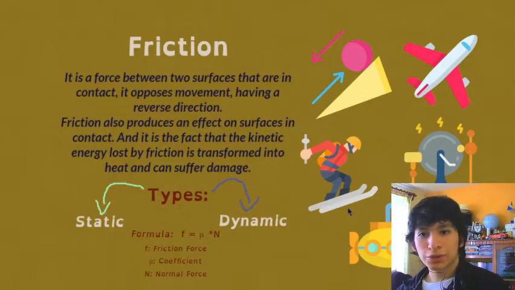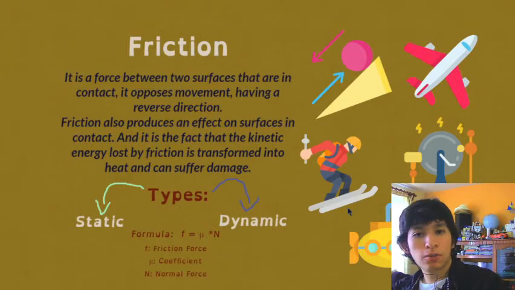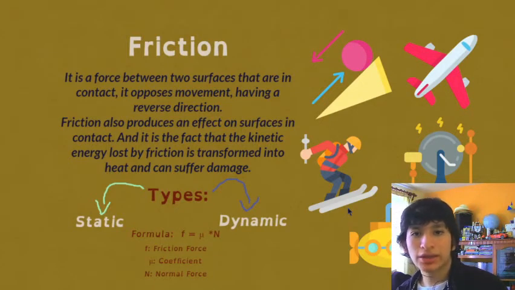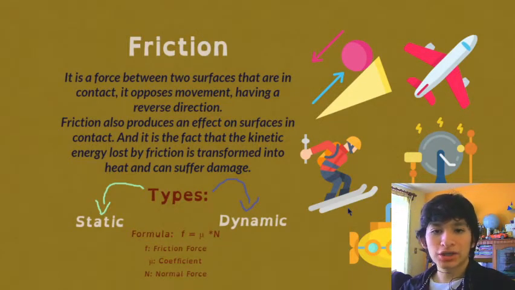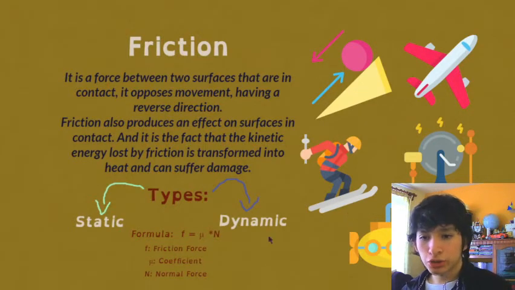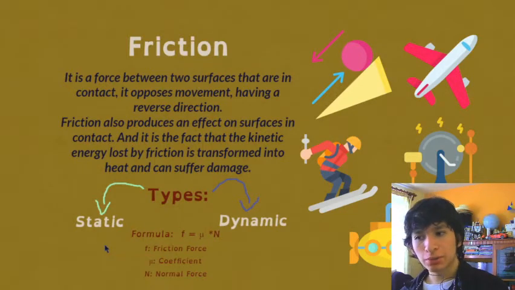Friction, it's a force between two surfaces that are in contact. It opposes movement, having a reverse direction. Friction can also produce an effect on surfaces in contact, and it is the fact that the kinetic energy lost by friction is transformed into heat and can suffer damage or erosion. There are two types of friction, static and dynamic. Static opposes sliding on another surface when the object remains at rest, and dynamic is when it opposes the object at a constant speed over another.